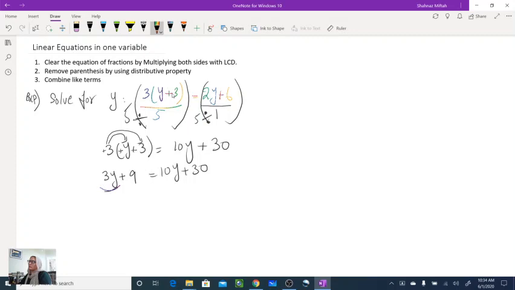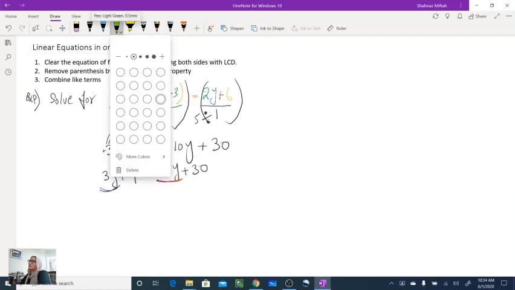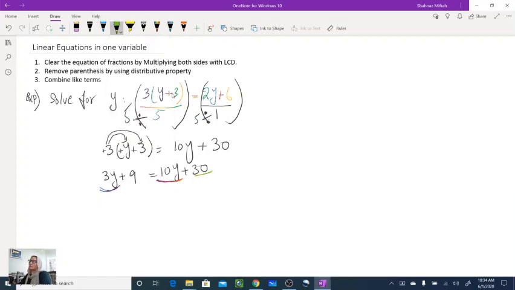So this is my one, 3y, and that's my other one, and I'm going to use a different color for these two, 30 and 9. These are like terms. Now I'm going to go back and combine those. 3y and 10y are on opposite sides of the equal sign, so I have to use the opposite operation to move one of them to the other side. If I move the 10y, because I like my variables on the left, subtract 10y from both sides. And remember, in addition and subtraction questions, the like terms are very important.